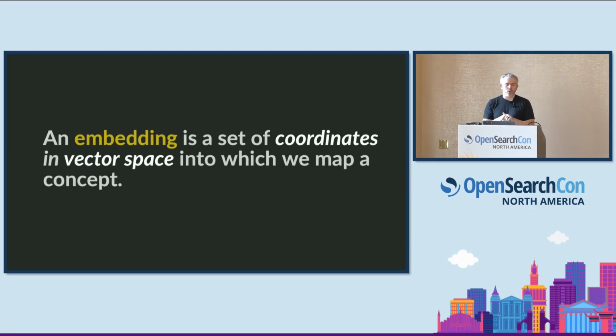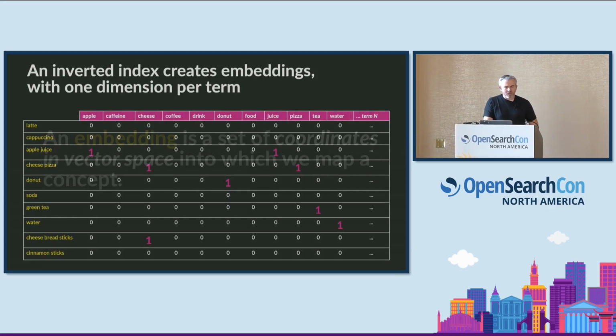An embedding functionally is really just a set of coordinates in vector space into which we can map a concept. Most of the vector spaces we work with embeddings are semantic spaces, so we're looking at things that are similar in meaning clustering together within those spaces.